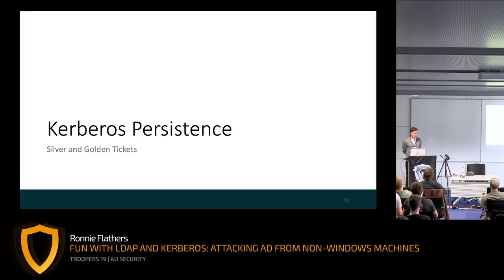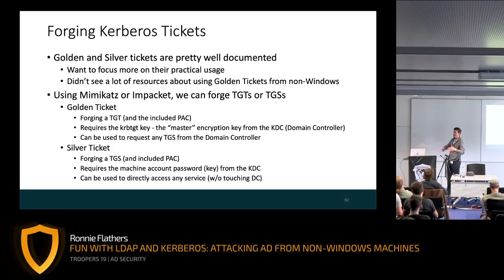Okay, cool. I've got a couple more minutes. So the last thing I wanted to touch on, and I could really go on about this kind of fun stuff forever, but I think these built in nicely, is abusing Kerberos for persistence, specifically golden and silver tickets. So I think you've probably heard of golden tickets, silver tickets. They're very well documented. I don't want to spend too much time on them, but I feel like they fit in nicely here because I want to focus a little bit more on their practical usage.